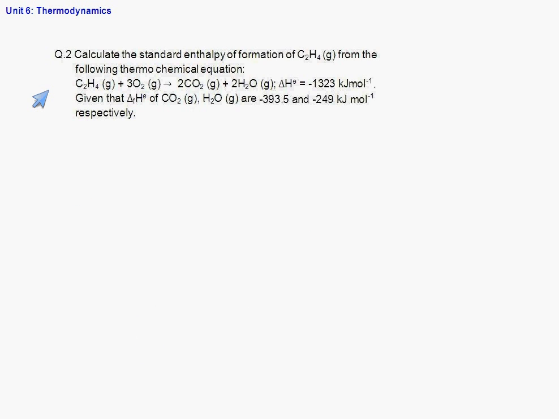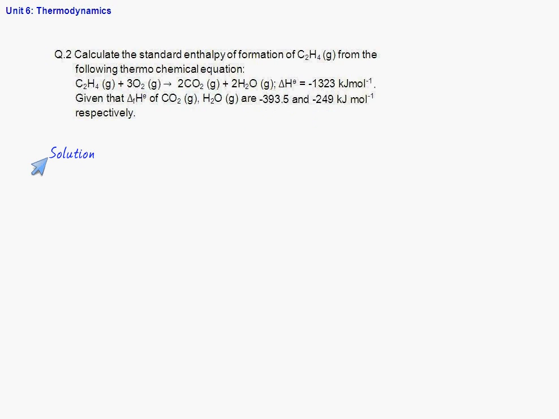Question number 2 is: calculate the standard enthalpy of formation of C2H4 gas from the following thermochemical equation. The equation is C2H4 gas plus 3O2 gas gives 2CO2 gas plus 2H2O gas, and delta H naught is equal to minus 1323 kilojoule. Given that delta fH naught of CO2 and H2O are minus 393.5 and minus 249 kilojoule per mole respectively.